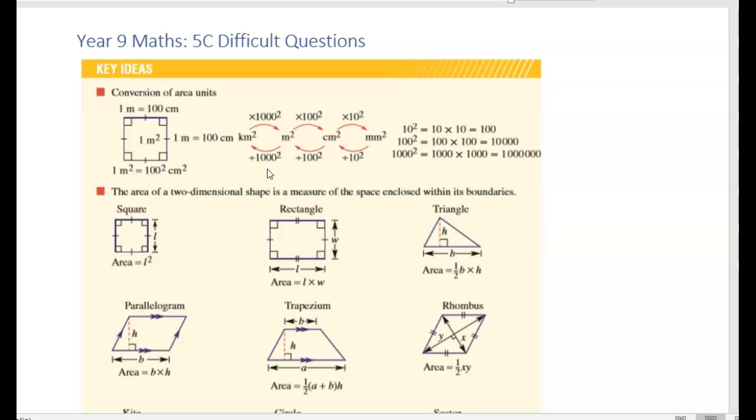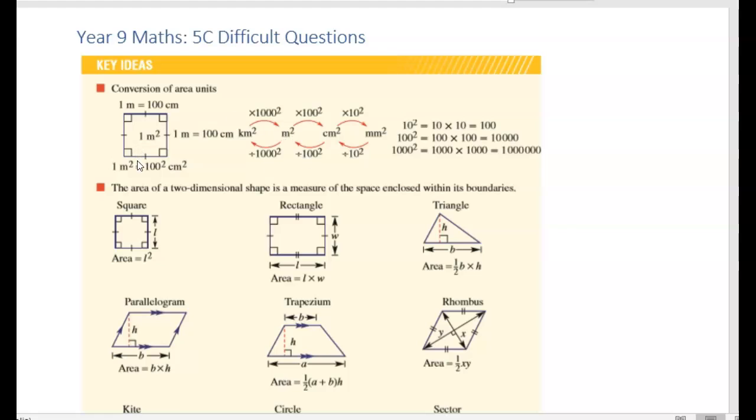So in your textbook for 5C, first of all, you've got conversion of area units. Earlier you would have done conversion of just length, but the main difference here is we square everything. Whereas before we would just multiply by 1,000, 100 or 10, this time we multiply by 1,000 squared, 100 squared, 10 squared, and that's if we wanted to go from kilometers, meters, centimeters, millimeters. But if we're going in the other direction, we're dividing by 10 squared, 100 squared, and 1,000 squared.